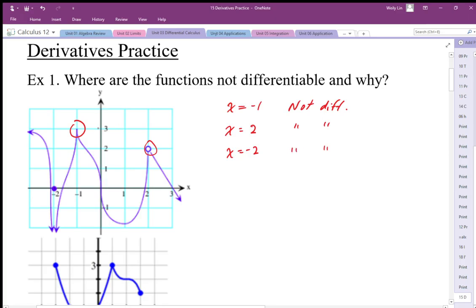And the last thing that we have to be careful of is this vertical tangent line. The derivative is not defined at that point, so it's not differentiable where the derivative is not defined. So at x equals 0, it's not differentiable because of that vertical tangent line.